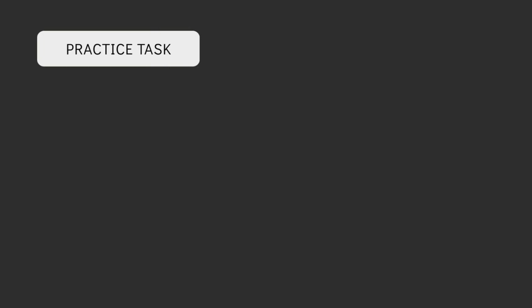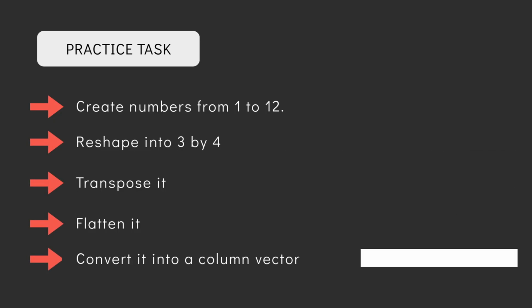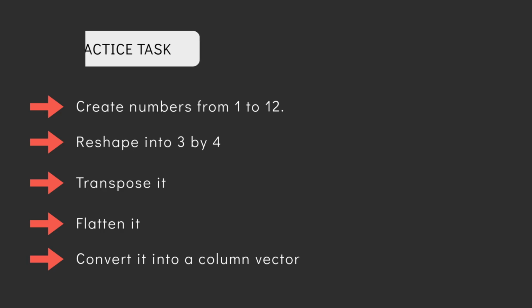You can take this as your practice task. Create numbers from 1 to 12. Do the following. Reshape into 3 by 4. Transpose it, flatten it, and convert it into a column vector. If you can do this comfortably, you understand dimensional control.